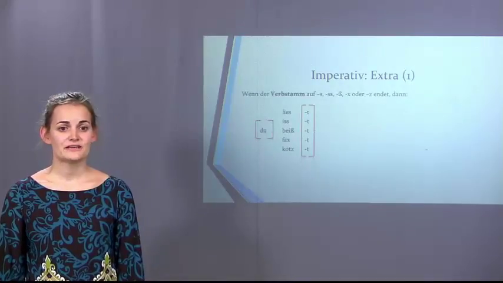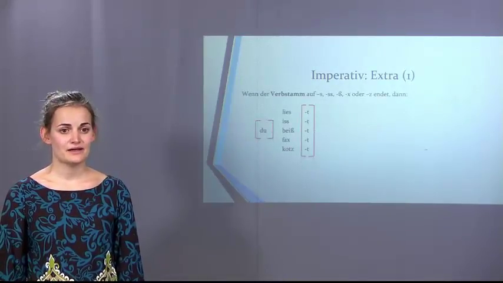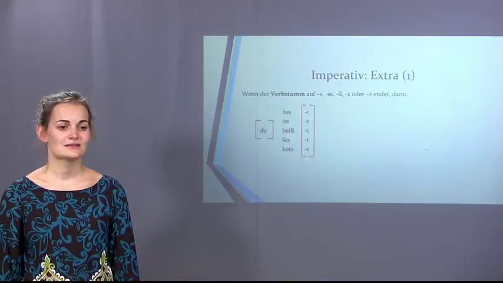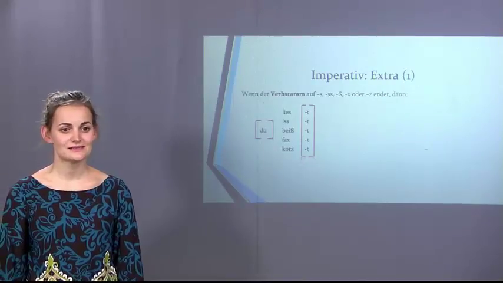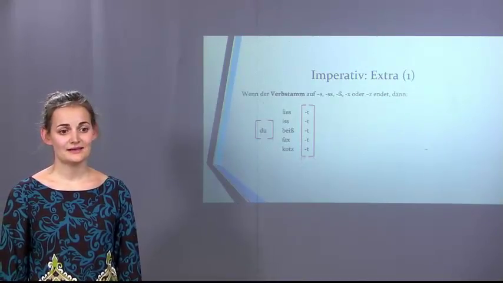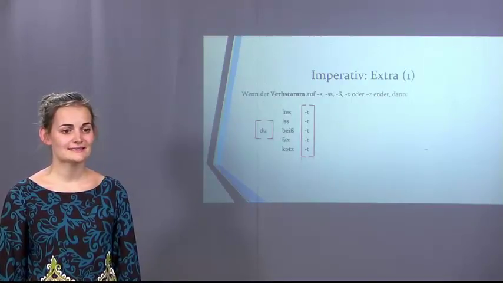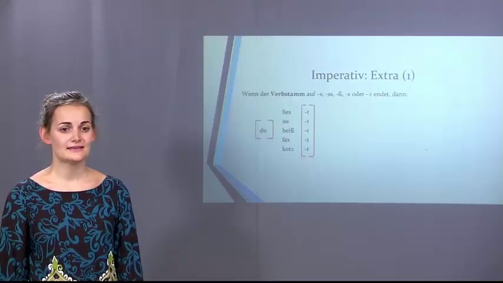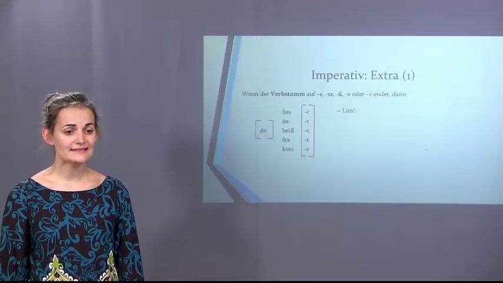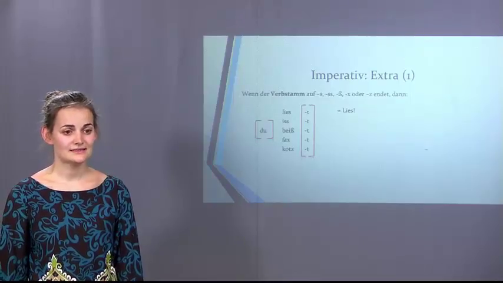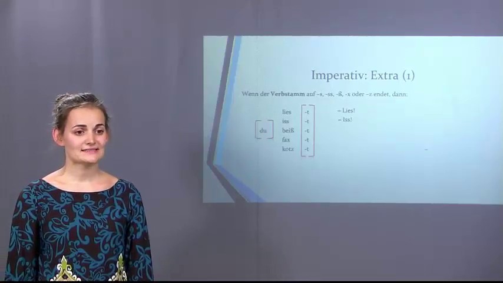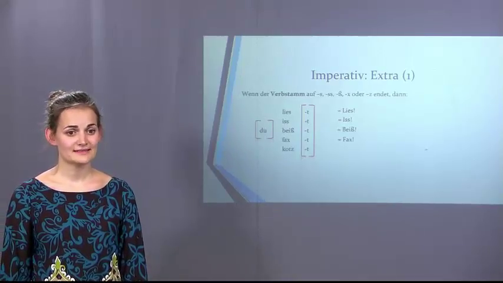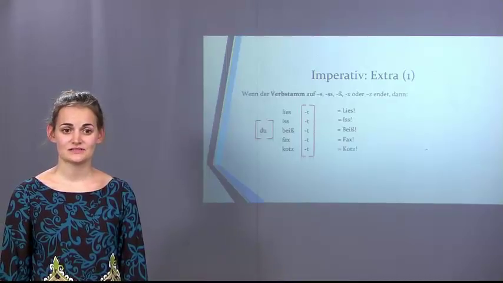Now the imperative has two extra rules. So if the verb stem ends in S, or x, so any of those sounds, then you cut off the ending of the T only, because you never added an ST to begin with. So the regular present tense form du liest in the imperative becomes lies. Du isst is iss. Du beißt becomes beiß. Du faxt is fax. And du kotzt becomes kotz.